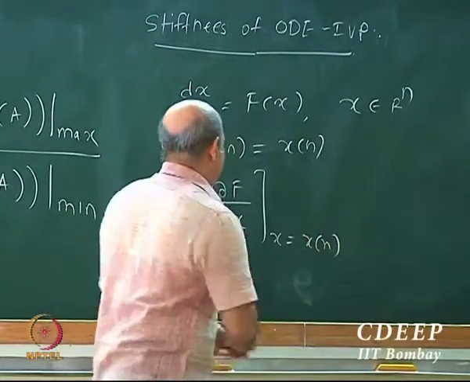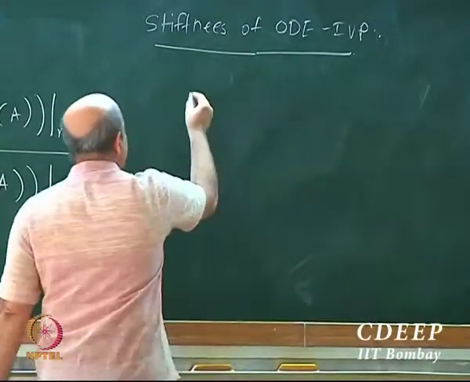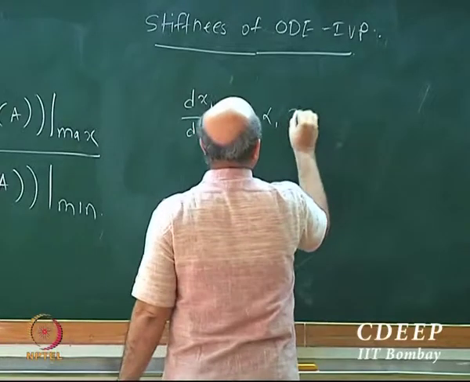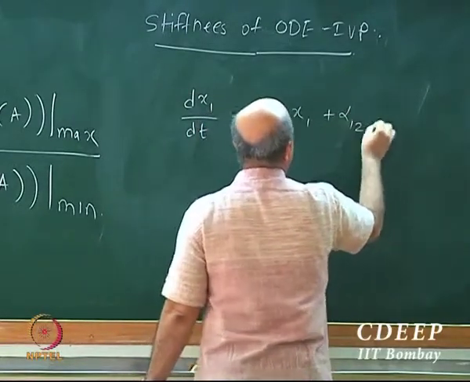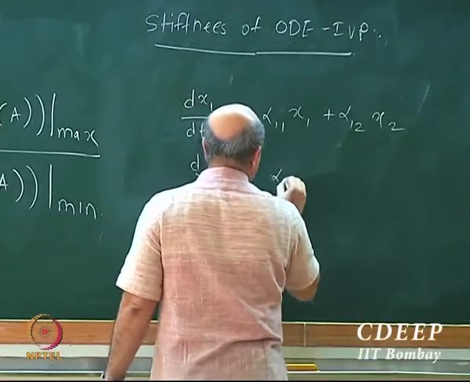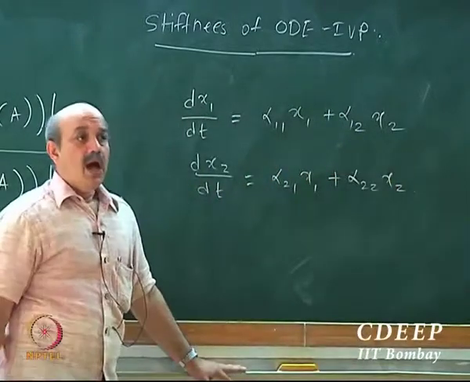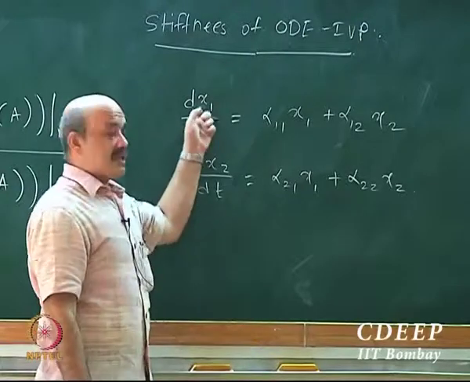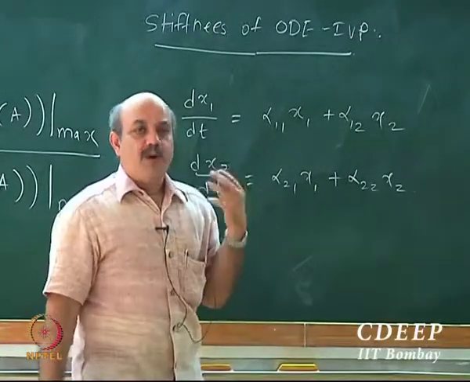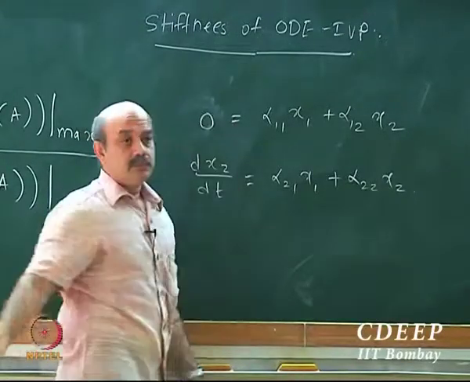So one way: I have this differential equation, and I will go back to the simpler one. Let's say we have dx1 by dt is equal to alpha 11 x1 plus alpha 12 x2, and dx2 by dt is equal to alpha 21 x1 plus alpha 22 x2. This is my differential equation. I know from the physics of the problem that dx1 by dt is a fast mode and dx2 by dt is a slow mode. I can decide to make a pseudo steady state approximation that this is equal to 0.